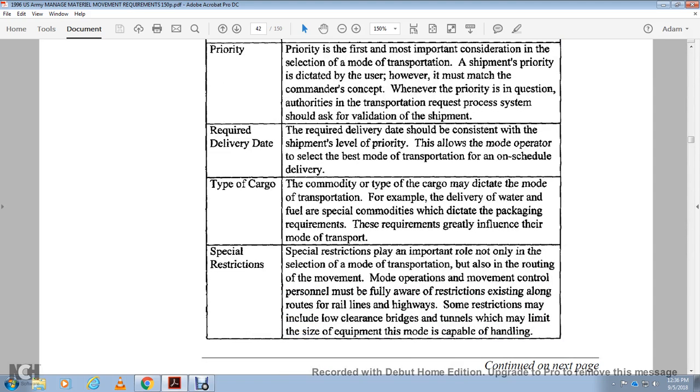Type of cargo. The type of the cargo may dictate the mode of transportation. For example, the delivery of water and fuel, special commands, and the packaging dictate the requirement. These requirements greatly influence the mode of transportation.